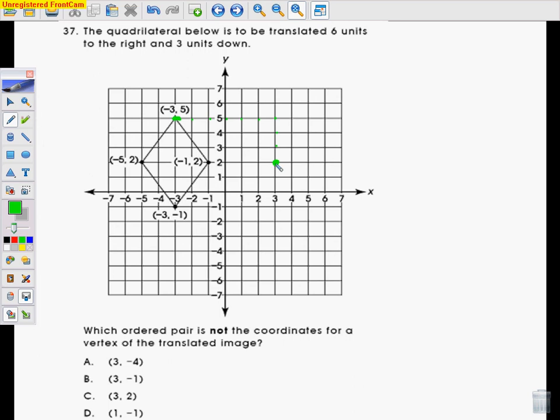And then let's go with the next point. Here we're going to go to the right 6, and then down 3. Let's take our next point, go to the right 6, down 3. And then let's take our last point and go to the right 6, and then down 3. So here is our figure, our new figure.